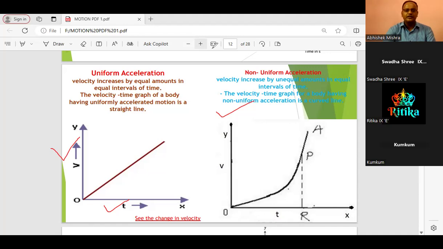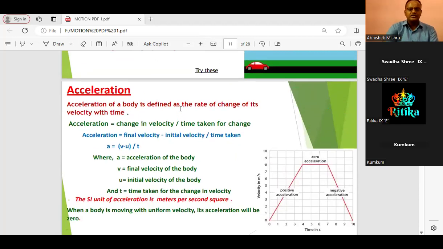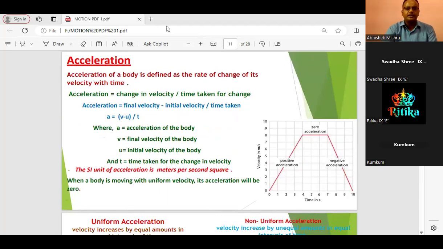Okay, Swadha, I'm coming to that point. Swadha has asked to once again discuss the formula for the acceleration. See, Swadha, I'm using my screen as a board also. Let me go with the text.